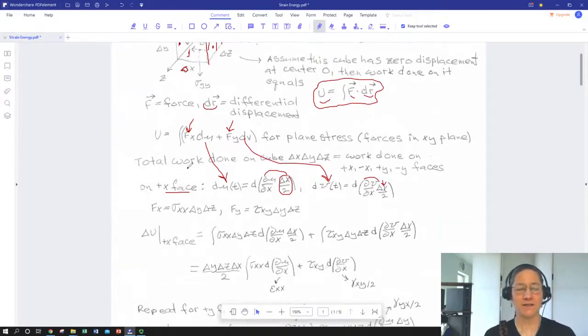Okay, so we're limited to the x face here. So that's fine. Let's tally up everything going on the x face. So we drop in our expression for the sum of the forces in the x direction on the x face, which is just sigma xx.